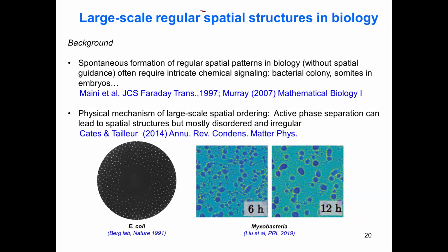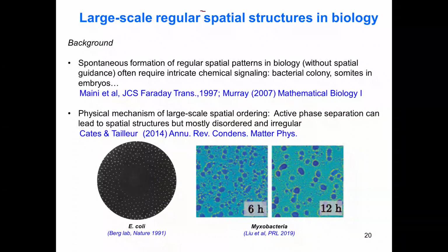This involves signaling between cells, right? That is chemotaxis. But are there any physical mechanisms that can lead to the formation of very large scale spatial order? Such order patterns were predicted for active Brownian particles that undergo the so-called motility-induced phase separation.